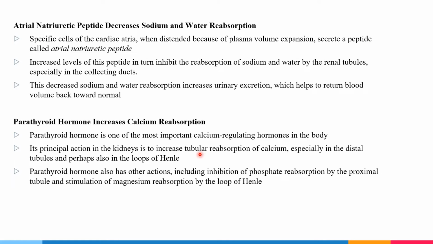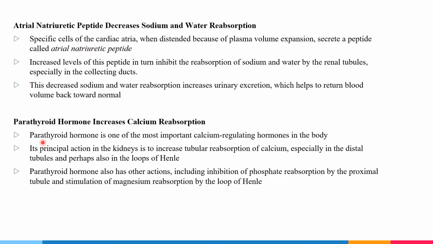Next, we look into the effect of the atrial natriuretic peptide and how it decreases sodium and water reabsorption. Specific cells of the cardiac atria, when distended because of plasma volume expansion, secrete a peptide called atrial natriuretic peptide. Increased levels of this peptide in turn inhibit the reabsorption of sodium and water by the renal tubules, especially in the collecting ducts. This decreased sodium and water reabsorption increases urinary excretion, which helps to return blood volume back to normal.